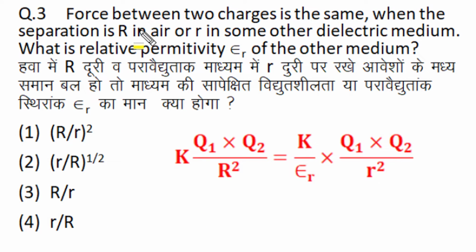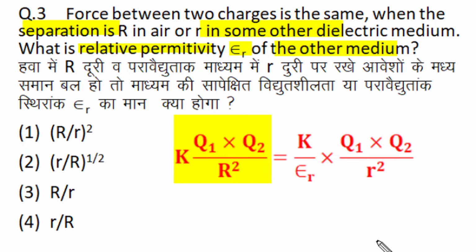In the next question, it is given that the force between 2 charges is of the same magnitude when they have a separation capital R in air and small r in another dielectric medium. We have to find out the relative permittivity or dielectric constant of the other medium. We know 2 charges Q1, Q2 at a distance R in air will have a force K Q1 Q2 upon R square, where K is 9 into 10 to the power 9.